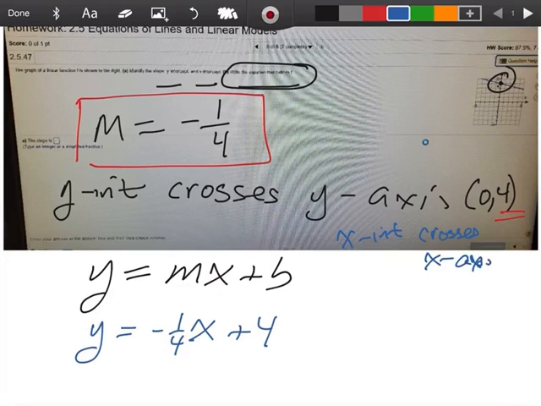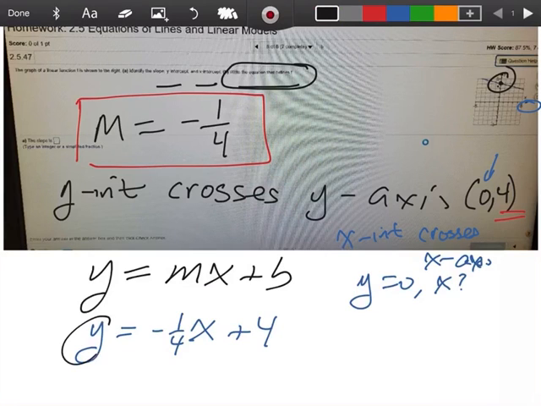Okay, so now when we're going to find the x-intercept, remember the x-intercept is where it crosses the x-axis, right? And from my picture, I see that it's going to be way over there, right? Well, remember, when we find the y-intercept, the x value happens to be 0. Well, when I find the x-intercept, the y value is 0, and we're trying to find the value of x. So what I'm going to do is come back to the equation that I have here, and where I have my letter y, I'm going to put the number 0. So 0 equals negative 1/4 x plus 4.